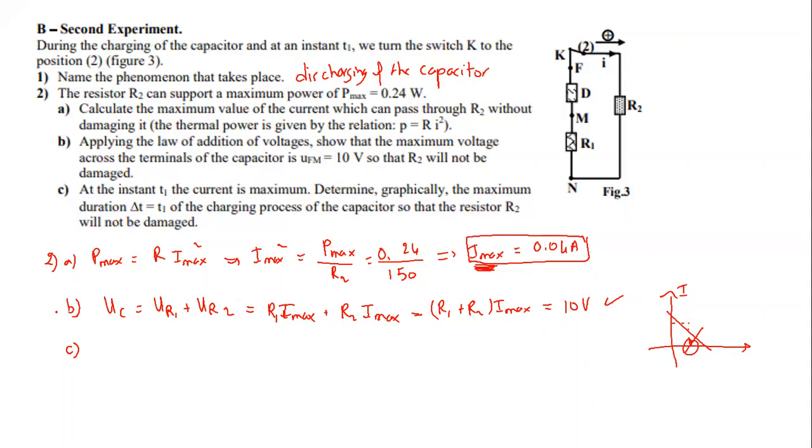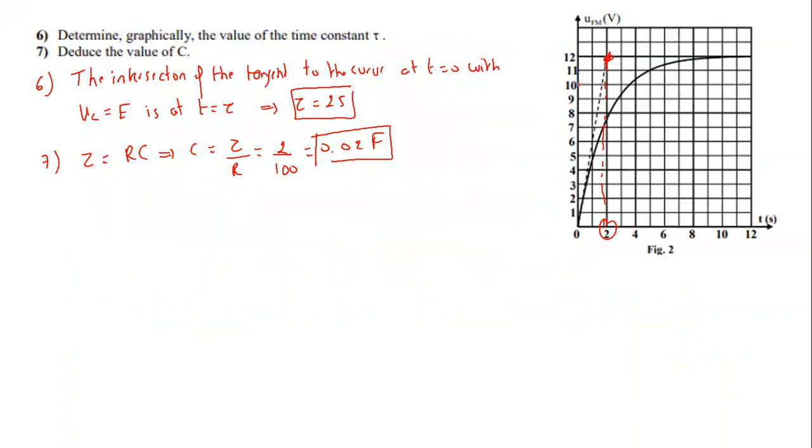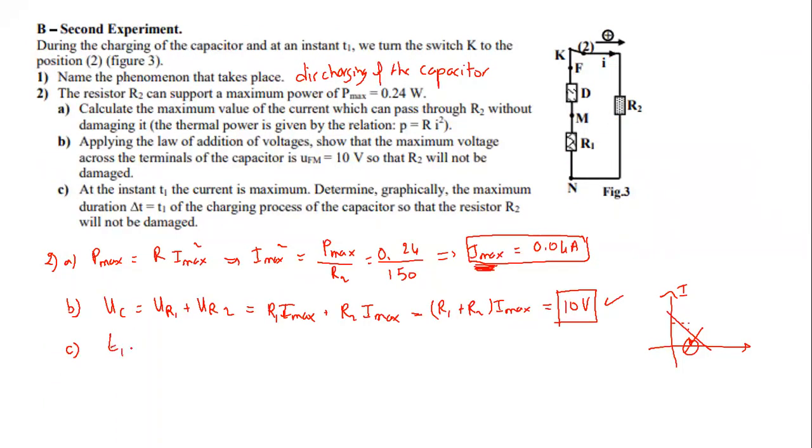This is why we were asked in part B when R2 is not damaged. We found that for R2 not to be damaged, we must have UC equal to 10 volts. So I look at the graph and find UC equal to 10 volts. This means the time T1 is approximately this value, for example, this is 2, this is 3, so approximately 3.5 seconds. Then here we'll say that T1 is approximately 3.5 seconds. This is for UC equal 10 volts.